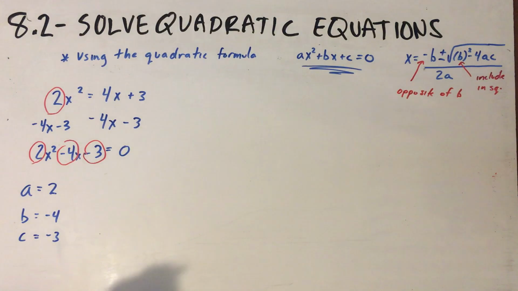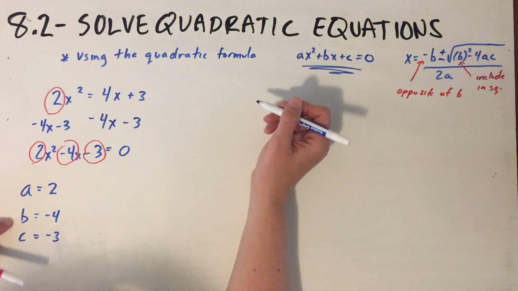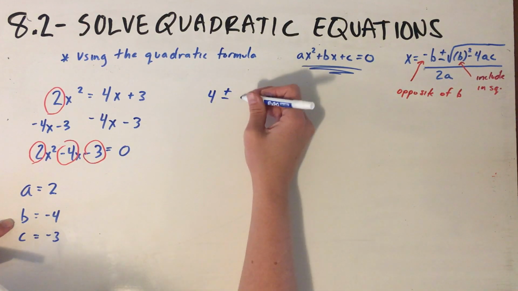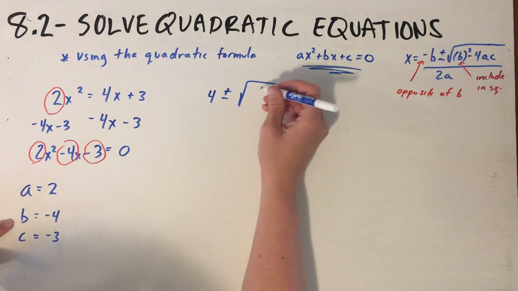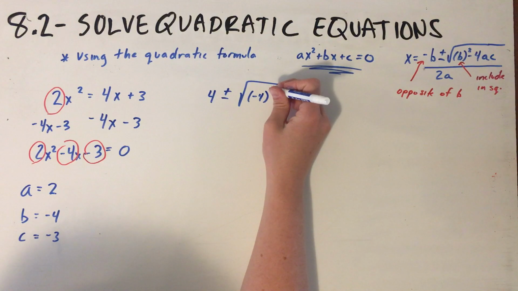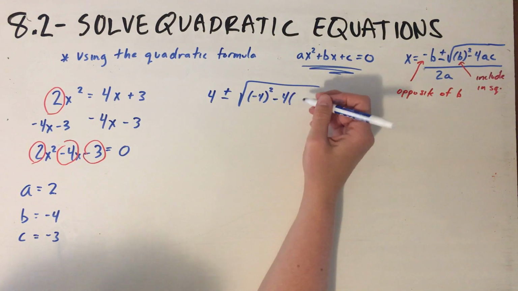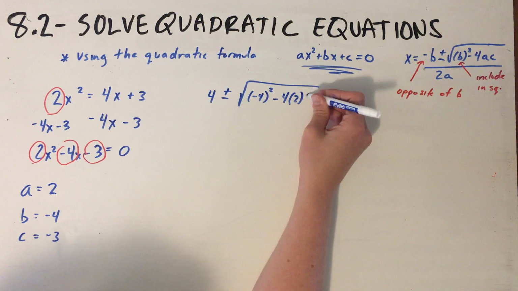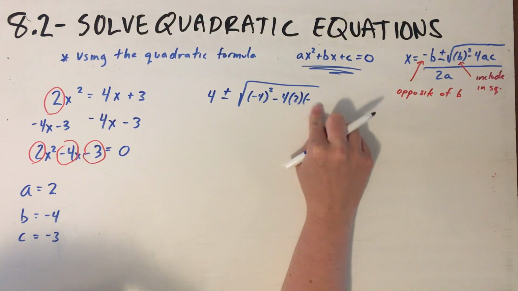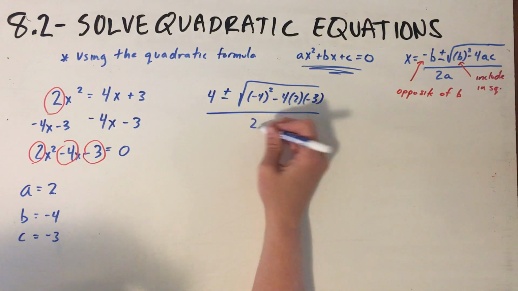Okay. So now I'm just going to replace each of these values. So x is going to be equal to negative b, or the opposite of b, which in this case is negative 4. So it's going to be 4 plus or minus the square root of b squared. B is negative 4, and again I want to make sure I square the negative as well. It's part of what's being squared. Minus 4 times a, which is 2, times c, which is negative 3, all over 2a, which in this case is 2.